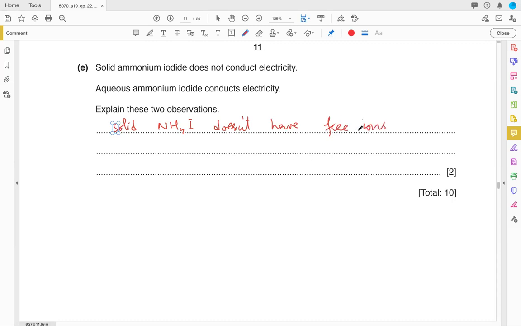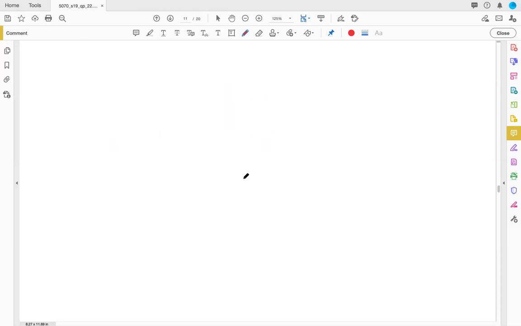Now, one thing is important. Do not mention electrons here because electrons are not responsible for conduction in either of these states. It is the ions. And aqueous ammonium iodide, you can write just aq if you want. You don't have to write the whole aqueous thing. That has free ions, so they conduct electricity. And there you go. That's our answer. You can also say, instead of saying that they are not free, that they do not move or something that has the same meaning.